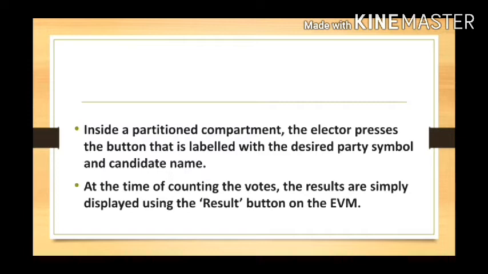And at the time of counting the votes, the results are simply displayed using the result button on the electronic voting machines, which again means that it reduces the time and confusion of counting the votes if they were on papers. Counting the votes cast by millions of people is a very difficult task, especially for a country like India. So, the feature of counting the votes automatically in this EVM system is very useful.